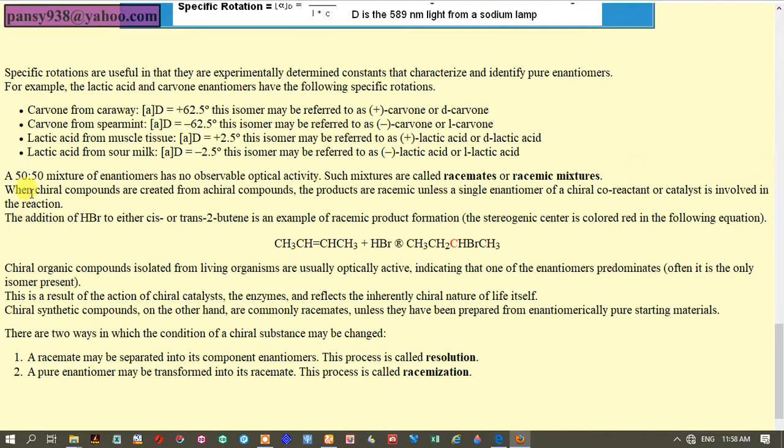A mixture that contains 50 to 50, which means equal quantities of both enantiomers or optical isomers, has no observable optical activity. Such mixtures are called racemates or racemic mixtures. When chiral compounds are created from achiral compounds, the products are racemic unless a single enantiomer of a chiral co-reactant or catalyst is involved in the reaction.